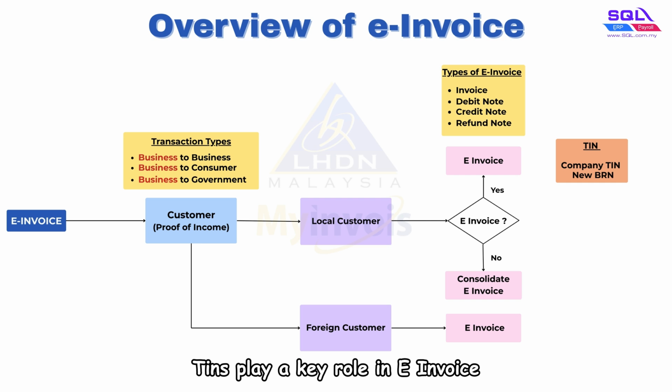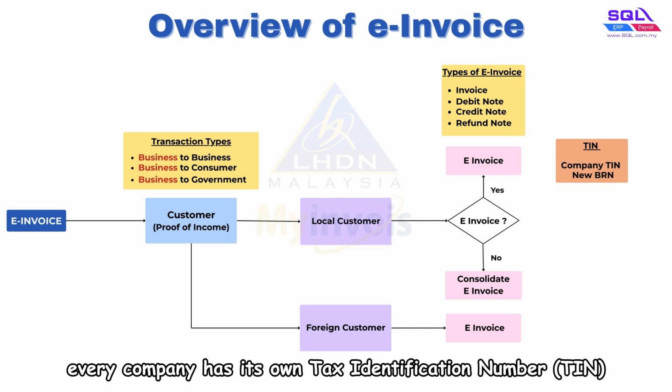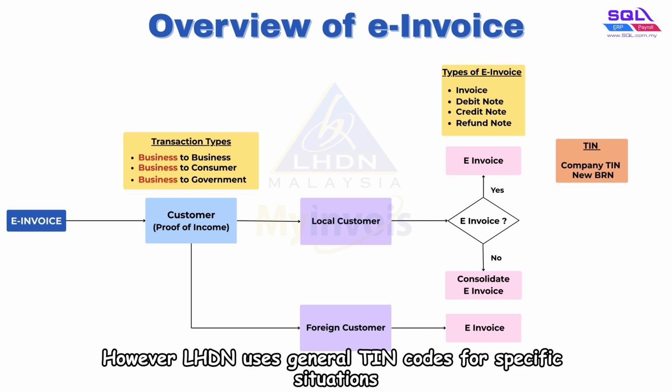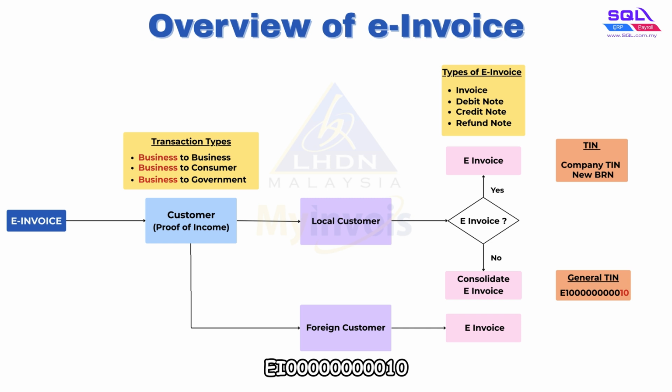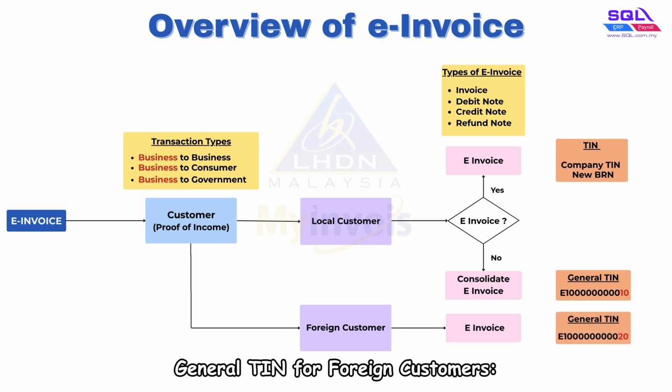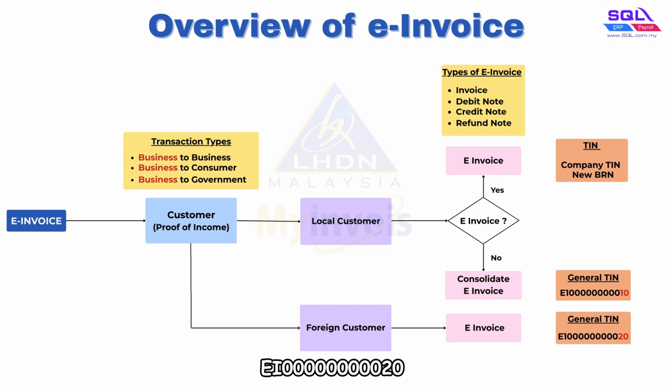TINs play a key role in e-Invoice. Every company has its own tax identification number. However, LHDN uses general TIN codes for specific situations. General TIN for consolidated e-Invoice, EI with 90 and 10. General TIN for foreign customers, EI with 90 and 20.